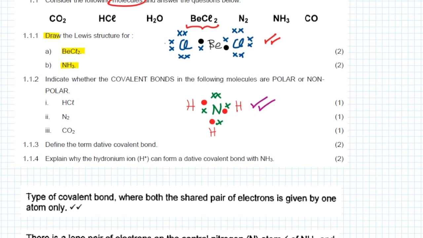We now can go on to question 1.1.2, which is indicate whether the covalent bonds in the following molecules are polar or non-polar. They are asking us to state whether the bonds are polar or non-polar, not the entire molecules. In order to determine if the bonds are polar or non-polar, we check to see which atoms are bonded. In HCl, we have hydrogen bonded to chlorine.